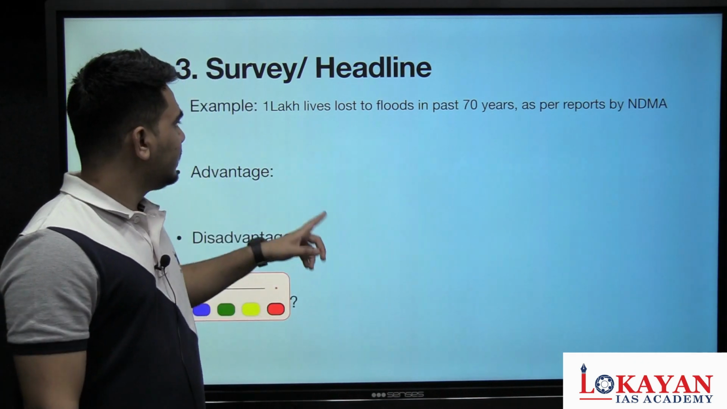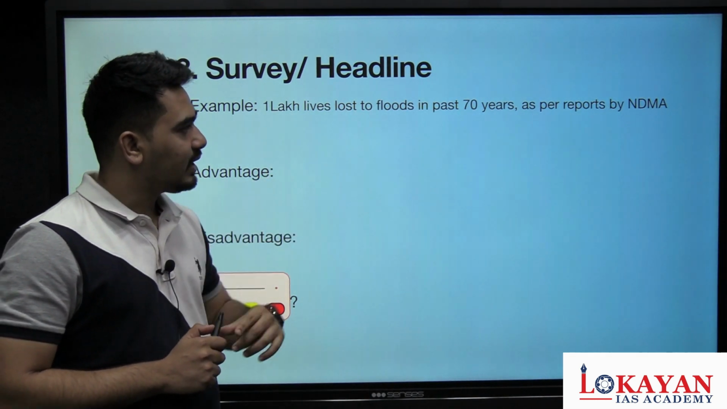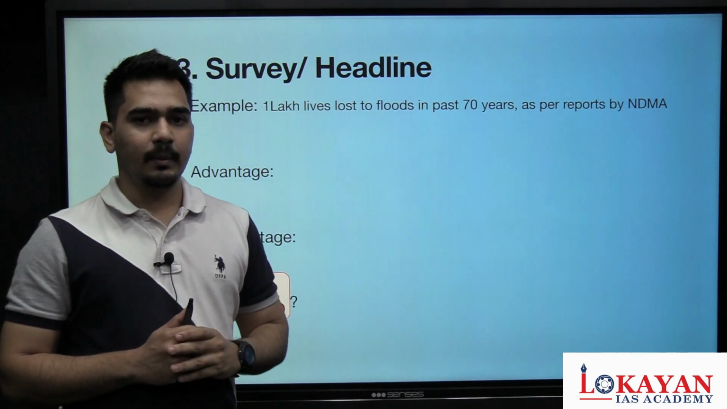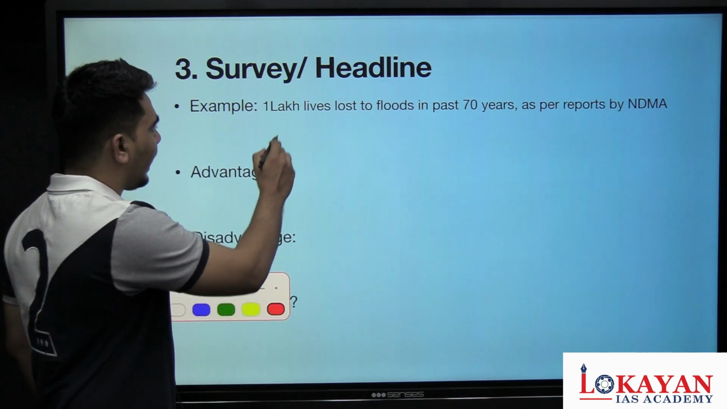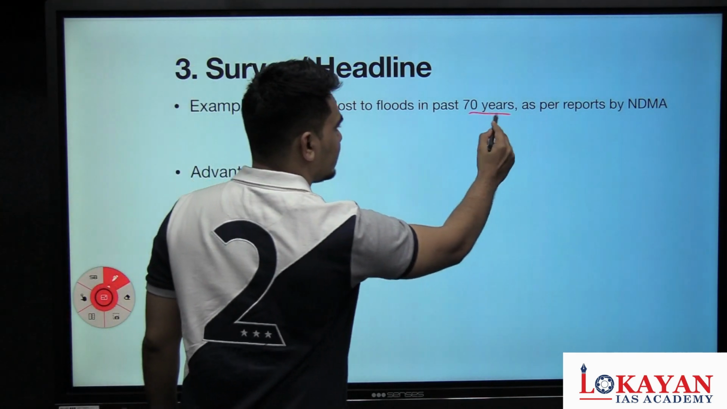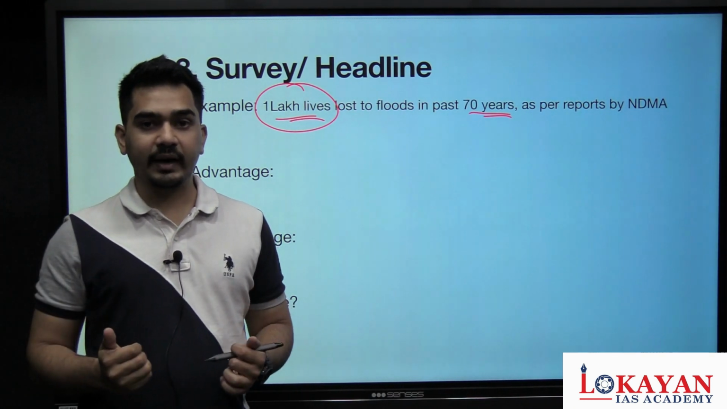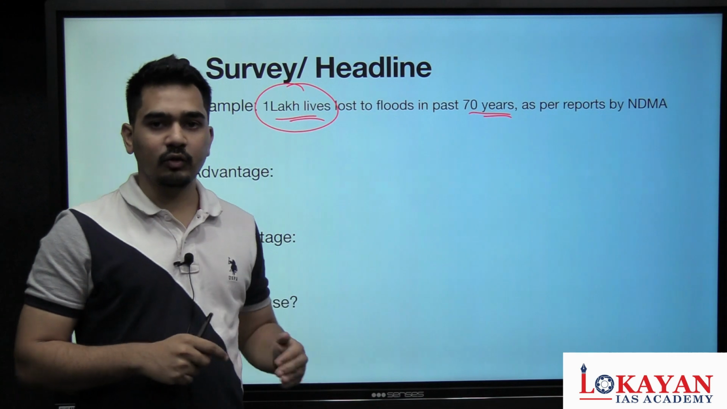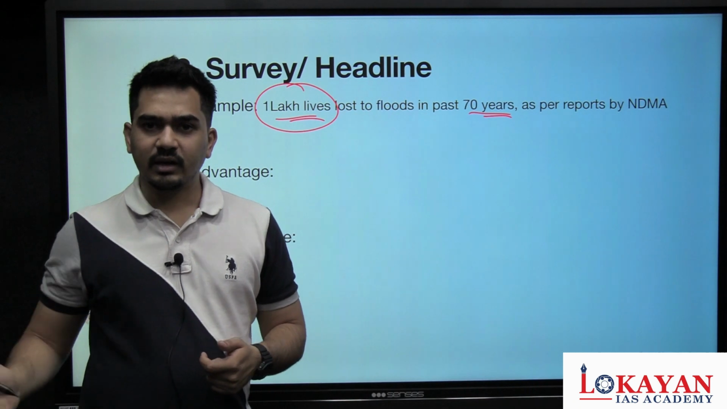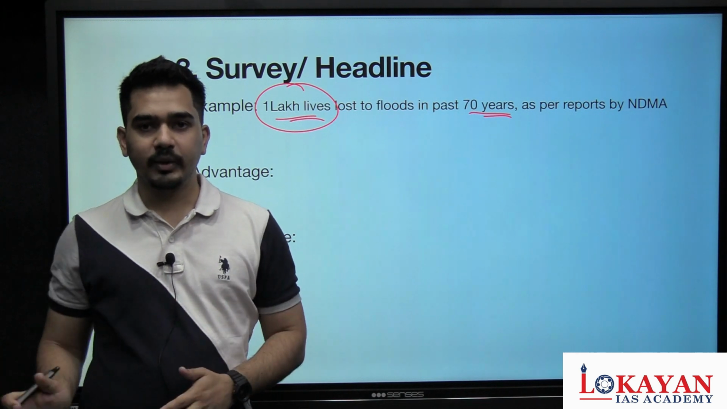One of the examples that I've taken is that almost 1 lakh lives were lost to floods in the past 70 years as per the reports of NDMA. This is a somewhat dry statement, but here it is important to highlight that 1 lakh lives, that's a huge number, in the past 70 years. That is going to attract eyeballs and attention. Going further, you can use this sort of information when it comes to human security, disaster management, security in general, or environmental problems. In these sort of topics you'll be able to use it.